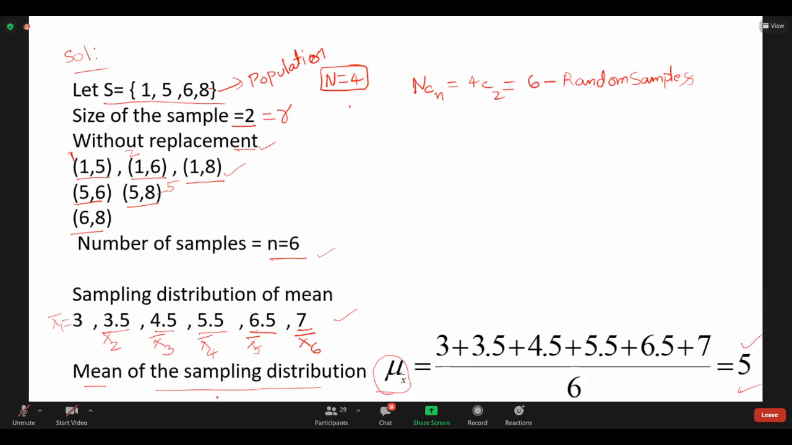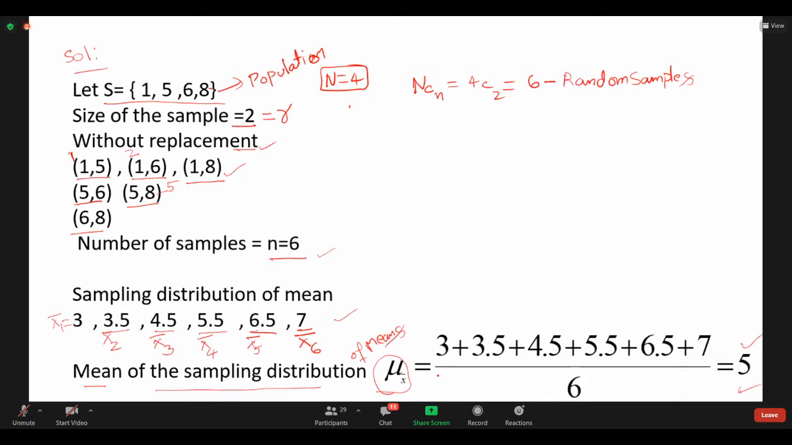The mean of the sampling distribution of means is denoted by mu suffix x bar. I think all of you are done. So once all of you check, the mean is 5 or not. 5, right?